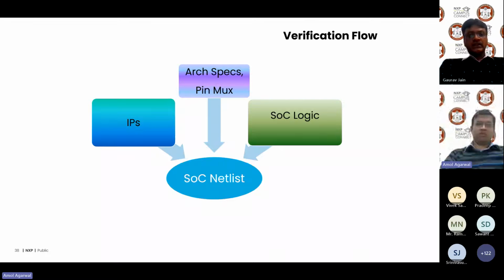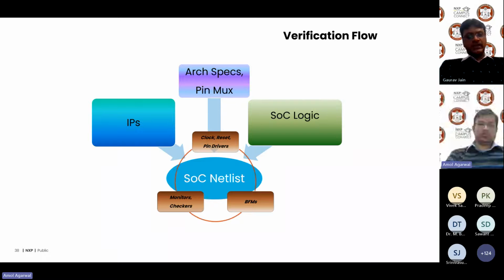If you look at the bigger picture of the verification, we get IPs, we get the architecture specification, the pin muxing, and SoC logic. SoC logic is not a standard IP, but it is needed to integrate multiple IPs together. It is also called the SoC glue. By bringing all this together, the SoC netlist, which is still an RTL level netlist, is prepared. Then there is a verification environment around this netlist where we have clock, reset, and pin drivers to drive the interfaces at the SoC level. Then there will be monitors, checkers, scoreboards, and definitely the BFMs also. Those are the bus functional models to drive something specific within the SoC. So that's a high level overview of the verification.